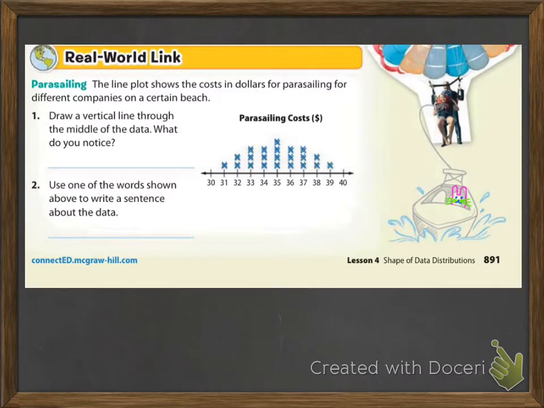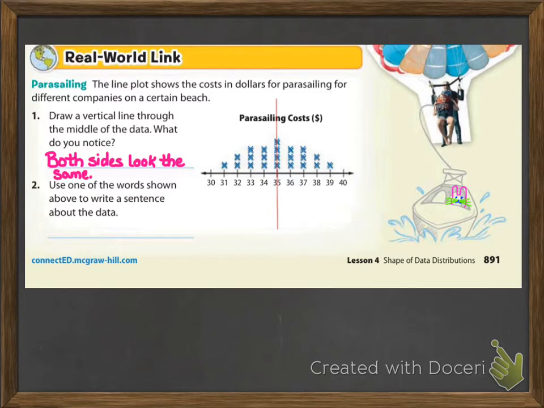All right, so on this one here, the line plot shows the cost in dollars of parasailing for different companies on a certain beach. Number one asks you to draw a vertical line through the middle of the data, and then it asks, what do you notice? So let's go ahead and draw a vertical line through the middle of our data. Hopefully what you notice is that both sides are exactly the same. This is what symmetric means. So we notice that both sides look the same.